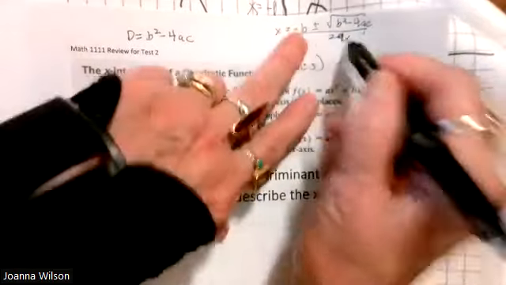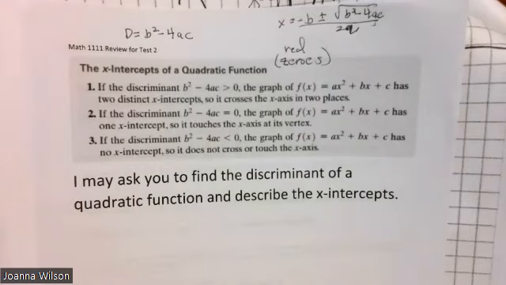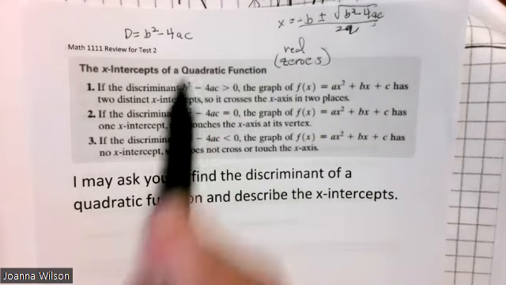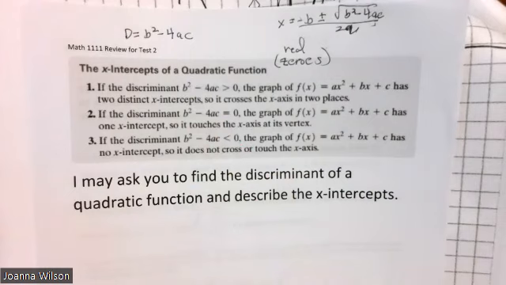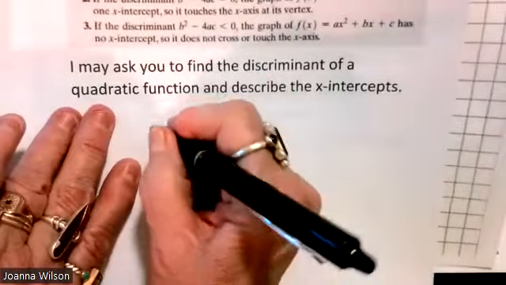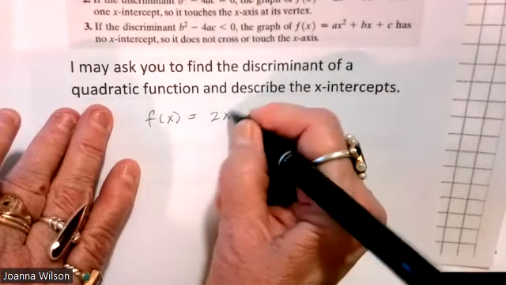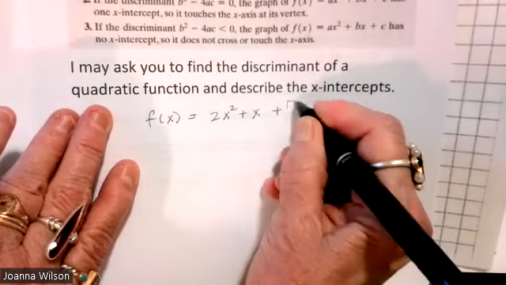Because this part would be 0. And so that means there would be one x-intercept. So I may ask you to find a vertex, find the discriminant and describe the x-intercepts. I'll just make something up right here. Like say it's f of x equals 2x squared plus x plus 7.